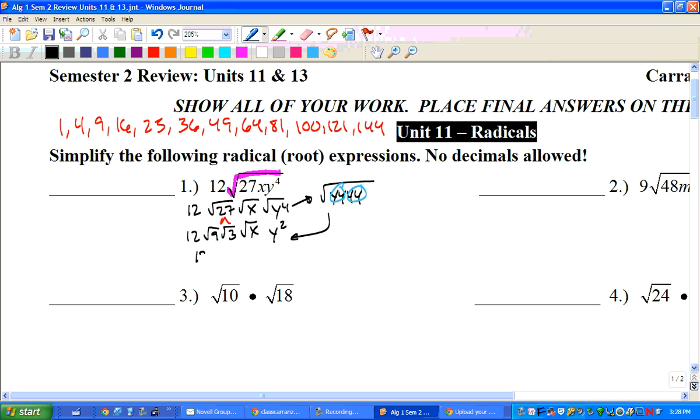Okay? So now we have 12. The square root of 9 is 3. Y squared, and what's underneath the square root of 3x. Okay? The last thing we've got to do is to clean up those two. We get 36 y squared square root 3x. Okay?